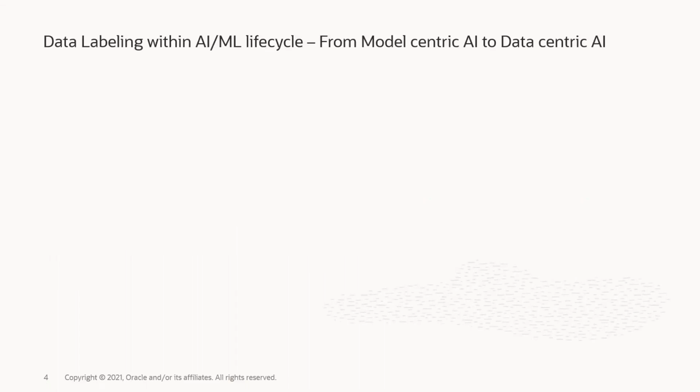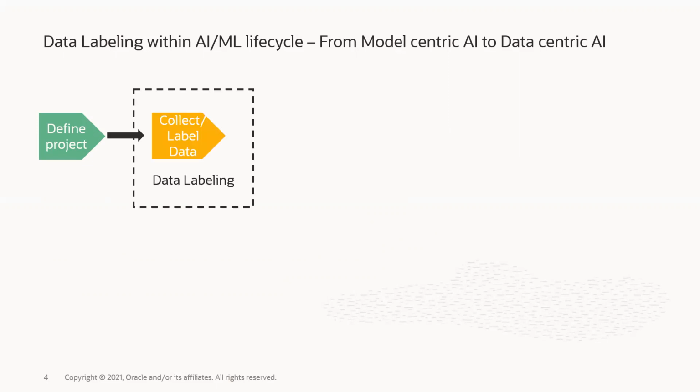First, let me start talking about an AI/ML lifecycle. To build any machine learning model, the first thing that we need to decide is defining a project. You need to define a project for a specific use case. Once you have defined a project, then you go and collect the data. Once you collect the data, depending on the type of data, you need to label your data. If it is unstructured data, especially images, text, speech, video, you need to have labeled data.